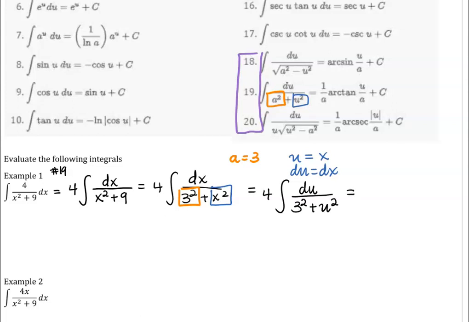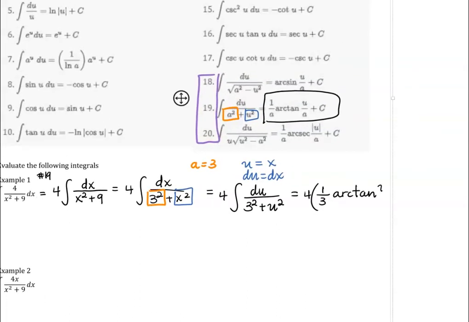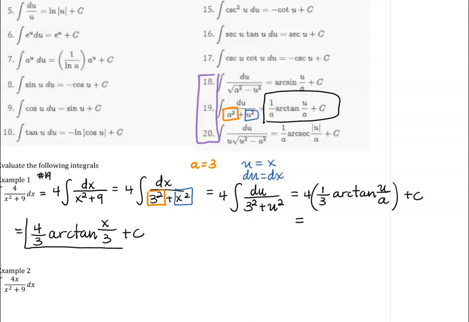And u is still a. So now I'm actually using this rule here to get that I have 4 times 1 over a, which would be 1 over 3, arctan, which is tan inverse, of u over a, plus c. So my final answer, I'm getting 4/3 arctangent, or tan inverse, of x over 3 plus c for that antiderivative.